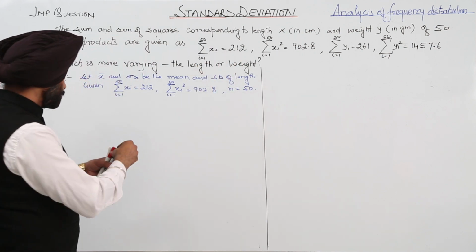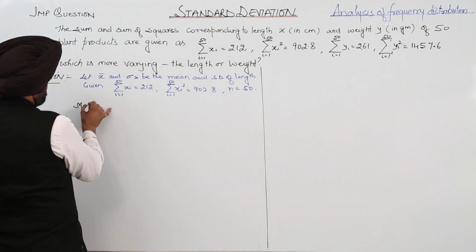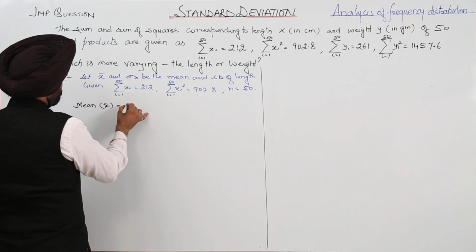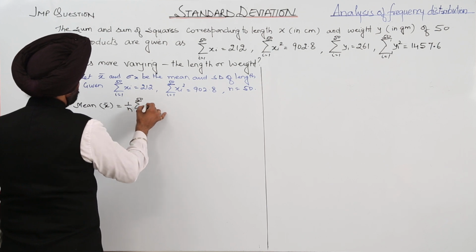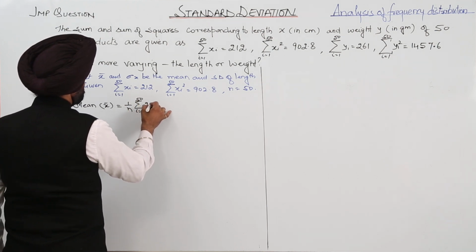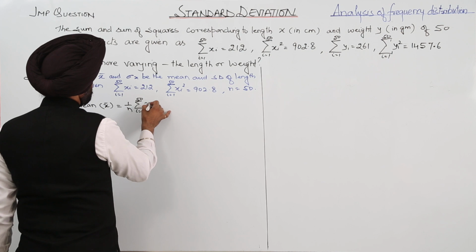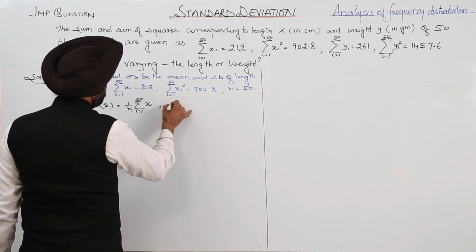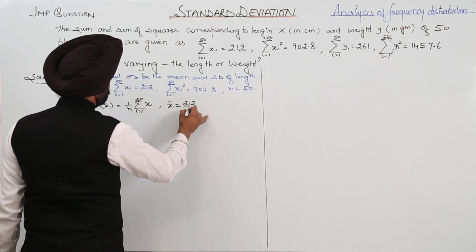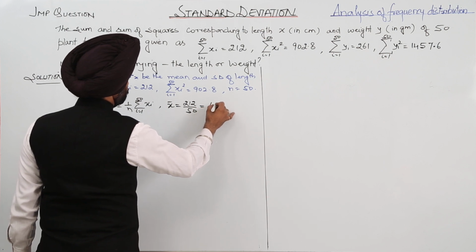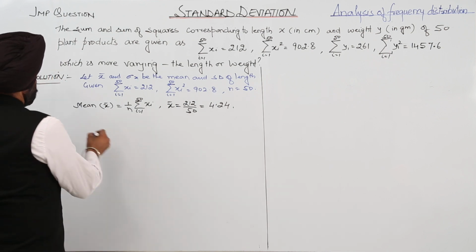Now let us find the mean and the standard deviation. Mean is equal to 1 upon n times the summation. Let us first write the symbol. Now x mean is equal to, it is given, 212 upon 50, and this is 4.24. Then the standard deviation.